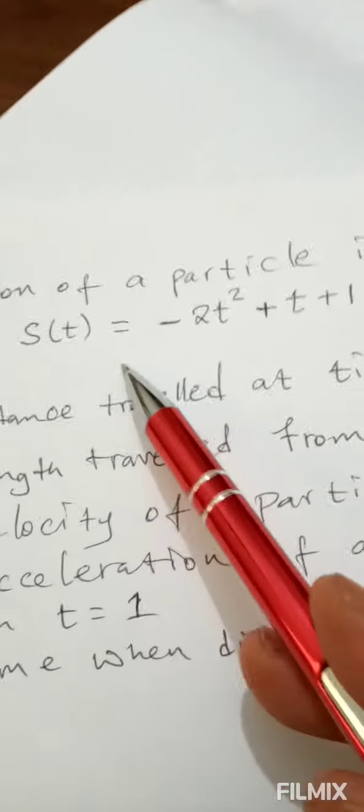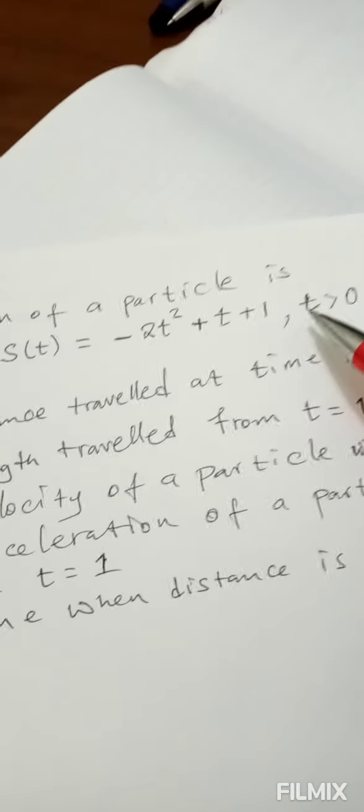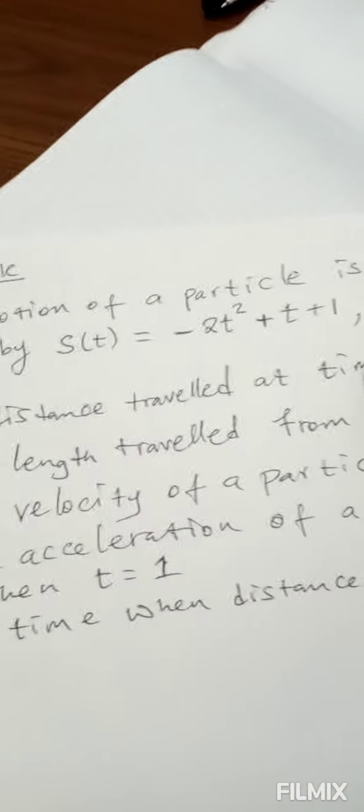Yeah, it's been, I don't know how many weeks I've not made any video, so I decided just to do a practical question. I have a quadratic equation here. s of t is equal to minus 2t squared plus t plus 1. Actually, this is a quadratic function for t greater than 0.